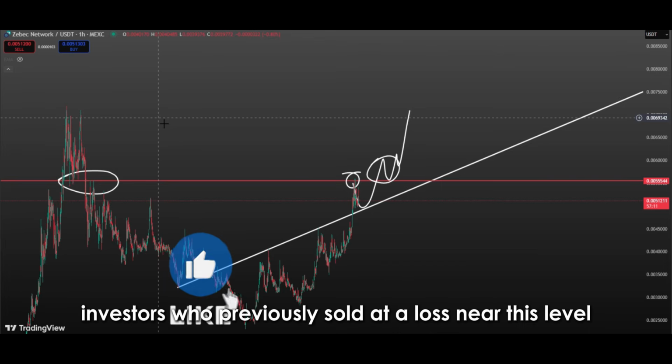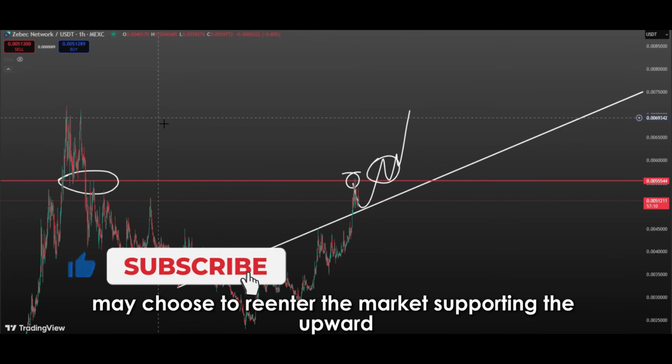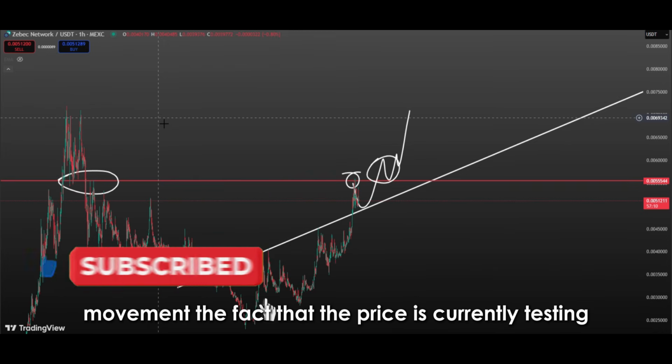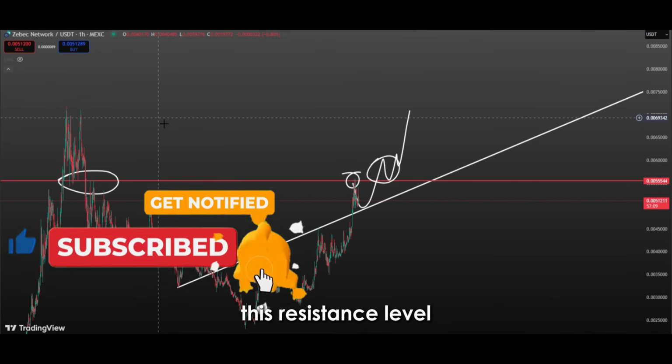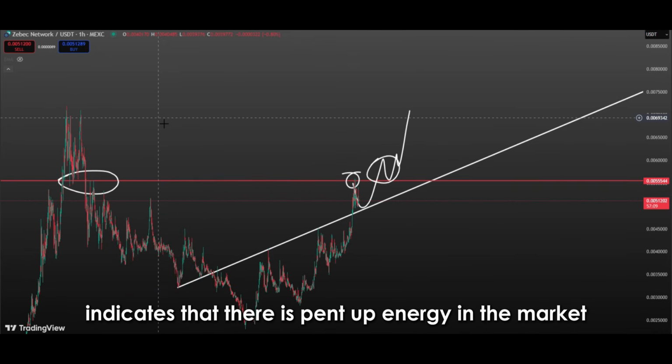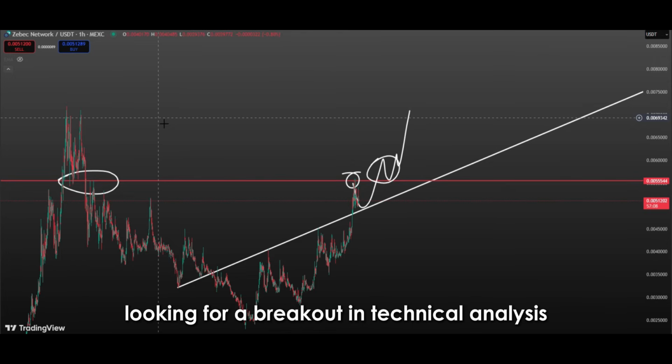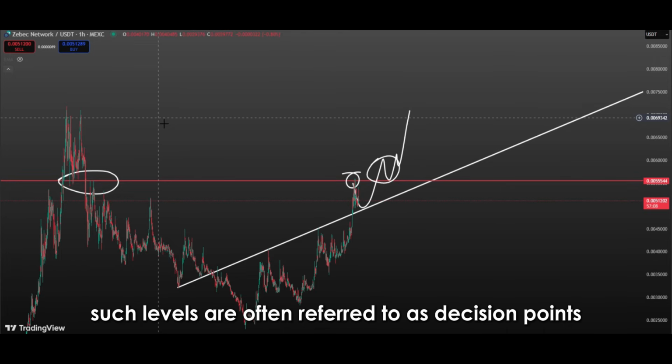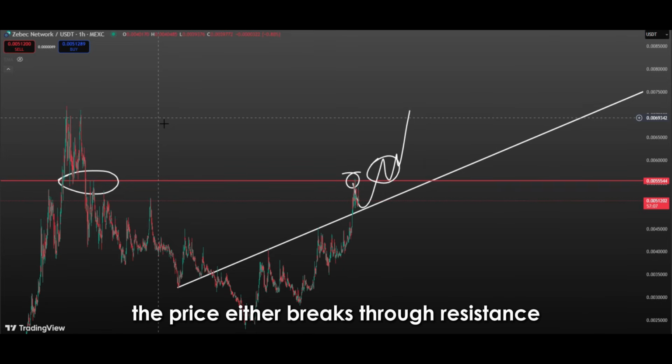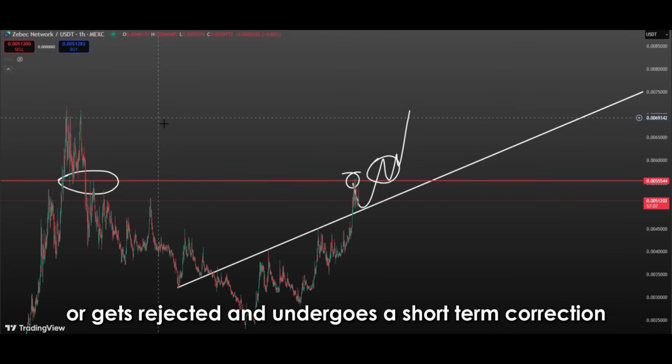In addition, investors who previously sold at a loss near this level may choose to re-enter the market, supporting the upward movement. The fact that the price is currently testing this resistance level indicates that there is pent-up energy in the market looking for a breakout. In technical analysis, such levels are often referred to as decision points. At these points, the price either breaks through resistance and moves higher, or gets rejected and undergoes a short-term correction.